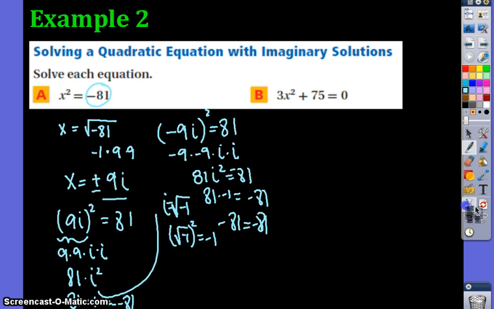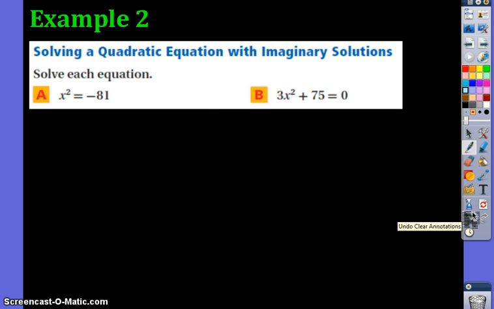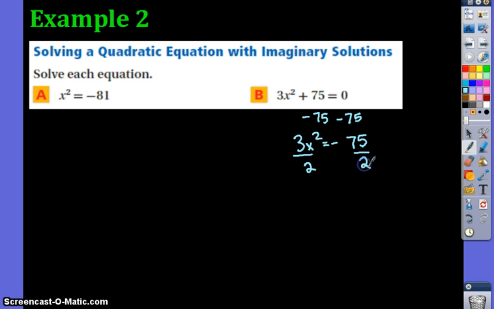All right, I'm going to erase that and go on to this one. So we have 3x squared plus 75 equals 0. Let's take our 75 away from both sides. So we get 3x squared is equal to negative 75. Divide by 2 on both sides. x squared is equal to... whoa, back up, Mr. Peterson. We don't want to divide by 2, we want to divide by 3. Divide by 3 on both sides. x squared is equal to negative 25.